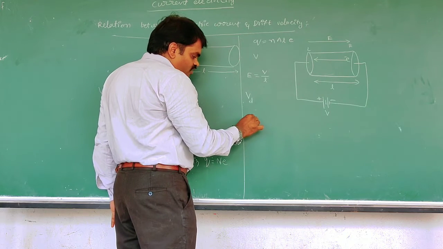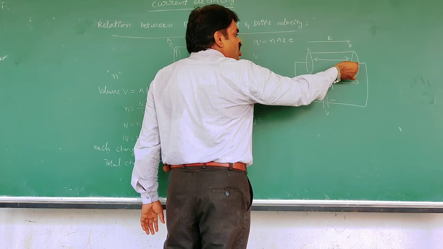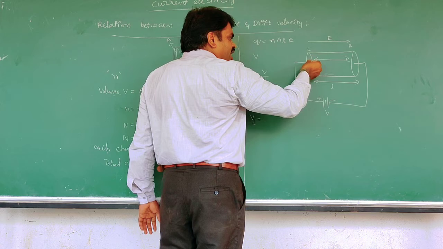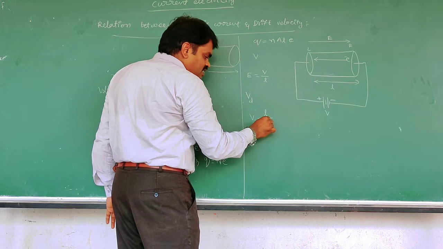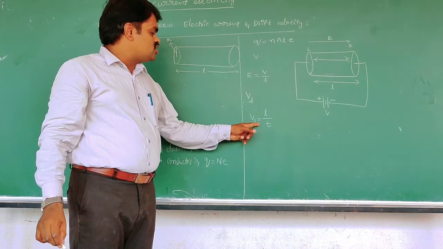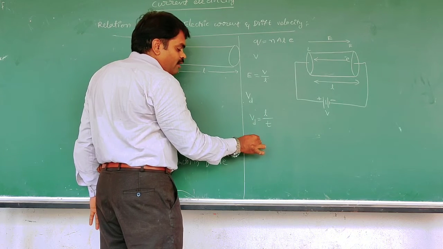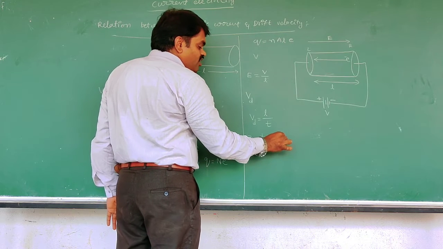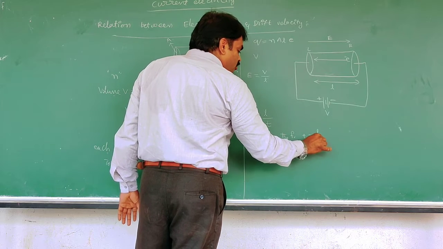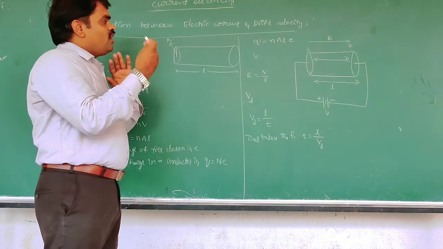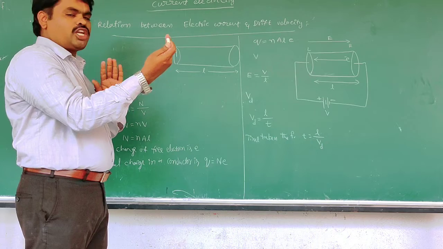Drift velocity Vd is equal to the distance the electrons move from right end to the left end of the conductor. They travel the distance L and take time T. Then Vd is equal to L by T. That is the time taken by the free electrons to drift. T is equal to L by Vd. Then the electrons are in motion from one end of the conductor to the other end.